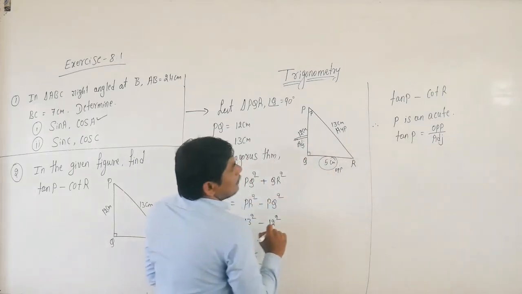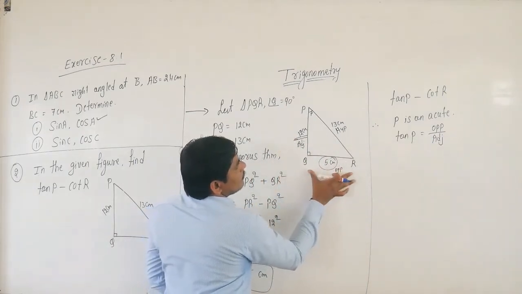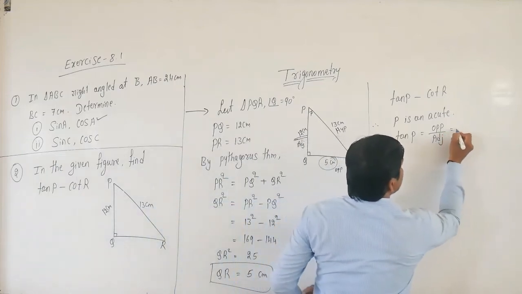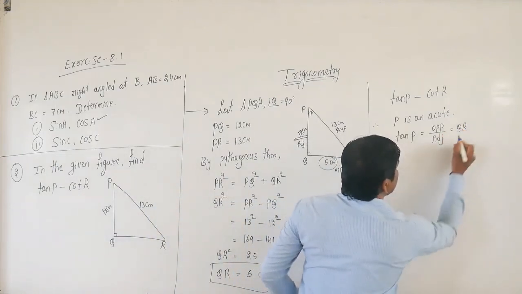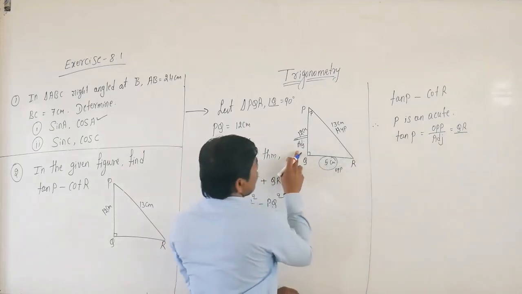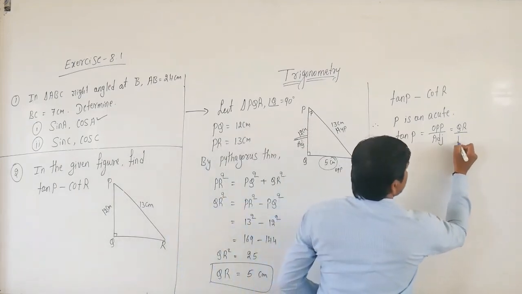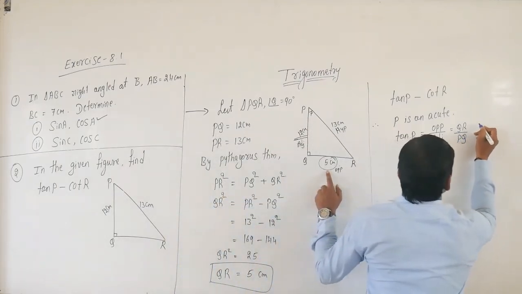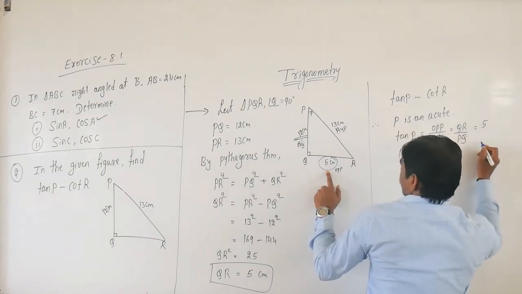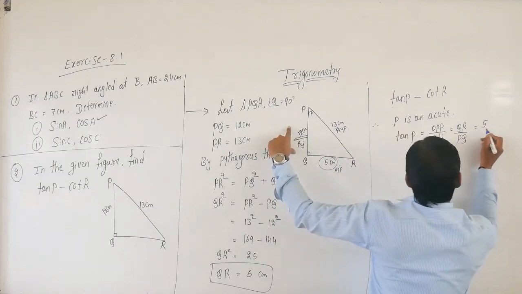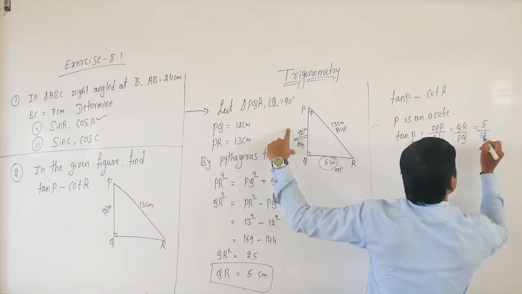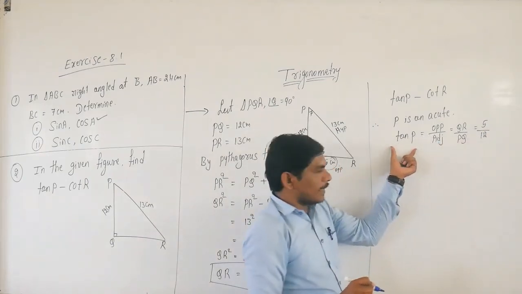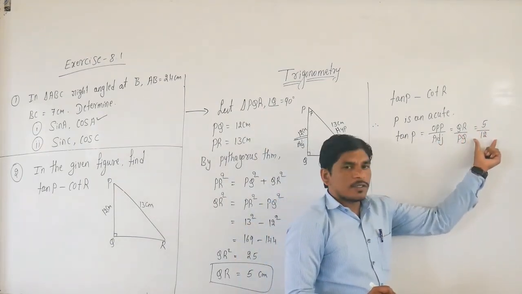In this figure, opposite side is QR divided by adjacent side is PQ. Now QR length is 5 centimeter, then adjacent length is 12 centimeter. Now tan of P value is 5 by 12.